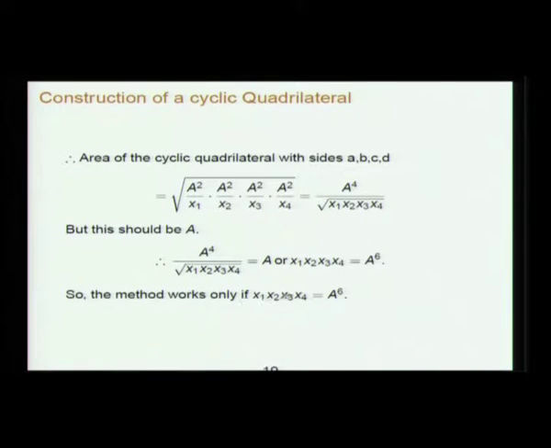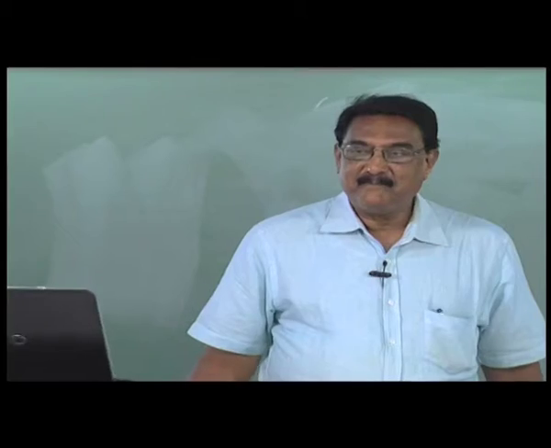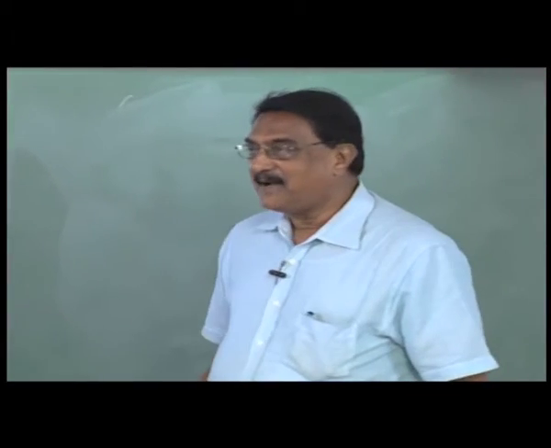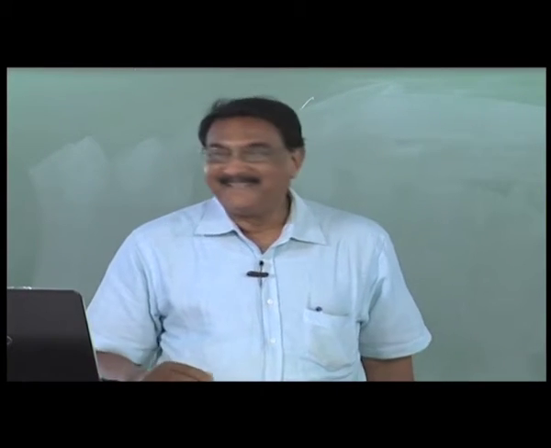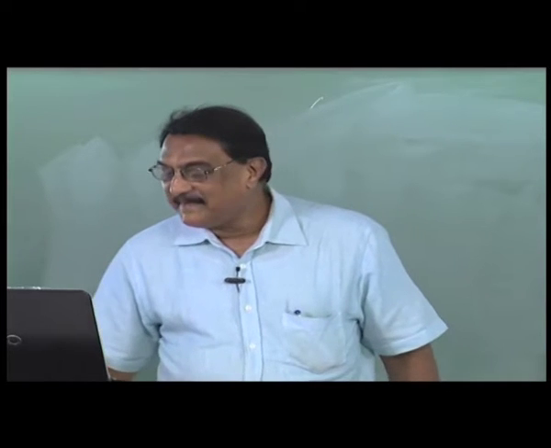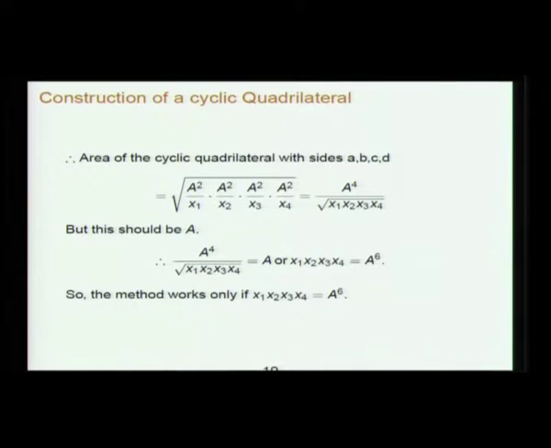So this method will work only if x1, x2, x3, x4 is equal to a to the power of 6. So that is not mentioned. So probably he wanted the student to figure it out, or it is a fit of absent-mindedness. We don't know. So anyway, this is certainly not valid for arbitrary x1, x2, x3. This has to satisfy that.